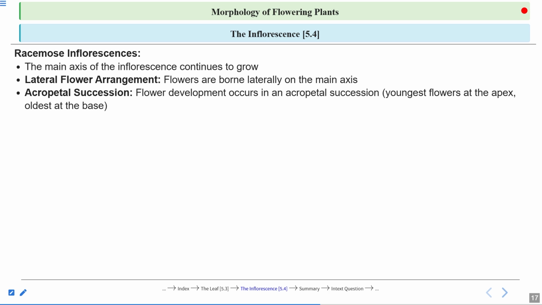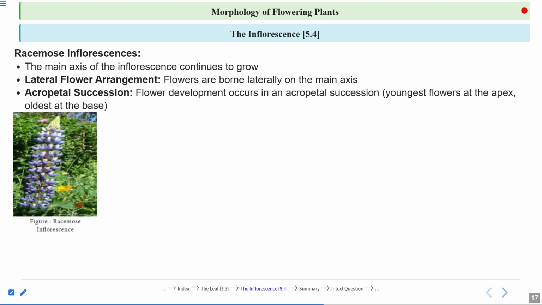There is an acropetal order of these flowers. This is known as acropetal succession. It means flower development is occurring in acropetal succession, meaning the youngest flowers are at the apex and the oldest flowers are present at the base. This is very similar to the acropetal order of the leaves. Leaves are also borne like this. At the base, the older leaves are present. At the apex, younger leaves are present.